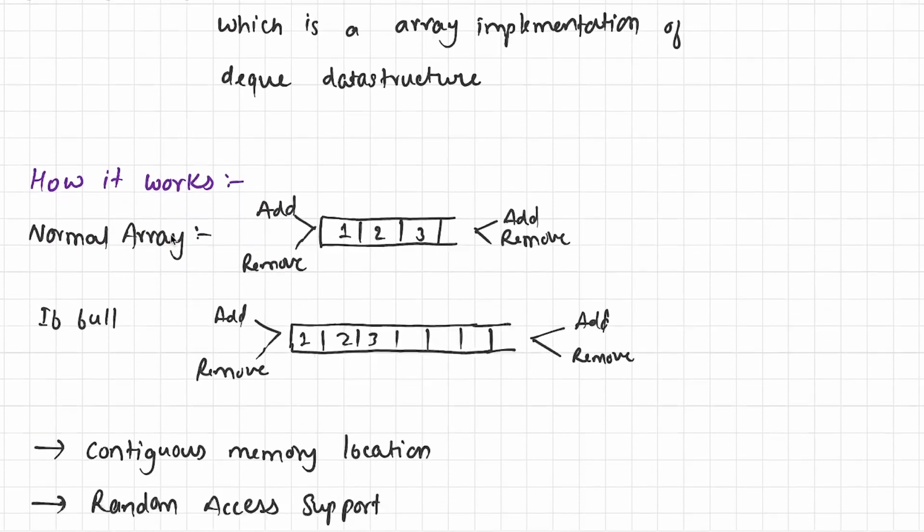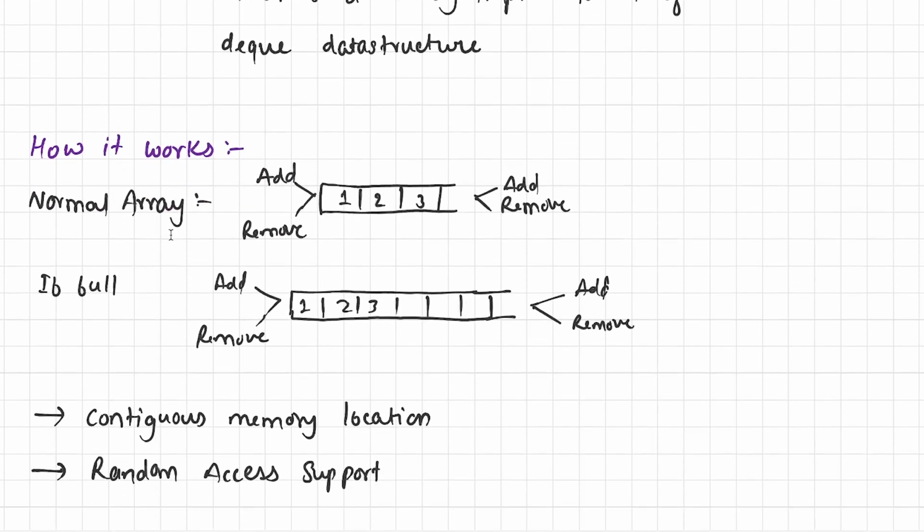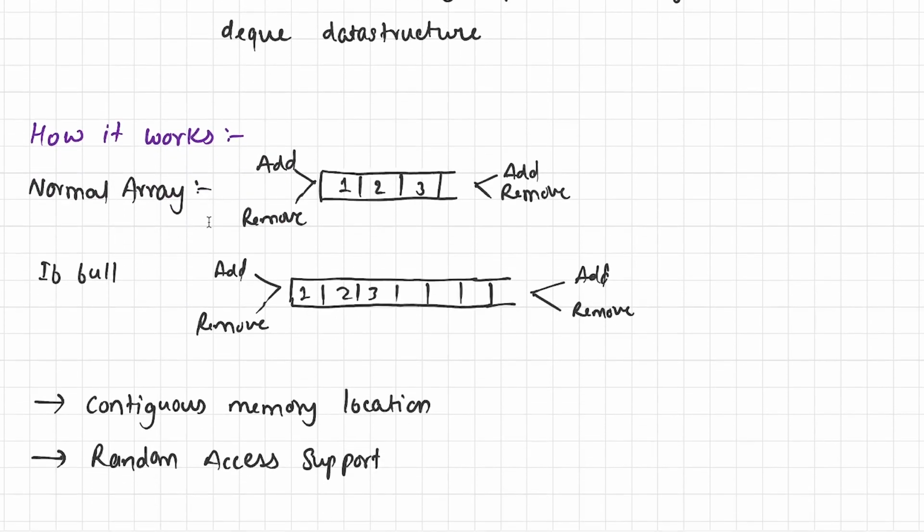Now let's move on to see how ArrayDeque actually works. As we know, ArrayDeque is implemented by the array data structure, so this is just a normal array, and on top of that we have implemented the features for adding and removing elements. In the case of ArrayDeque, we have two ways to add or remove elements: either we can add and remove elements from the back, or we can add and remove elements from the front.